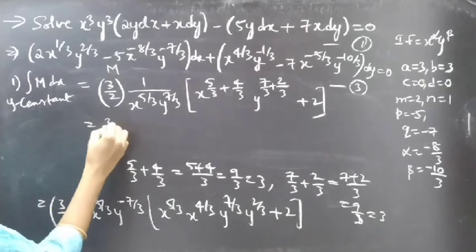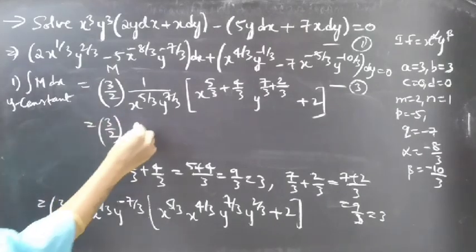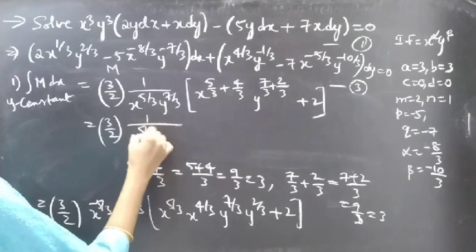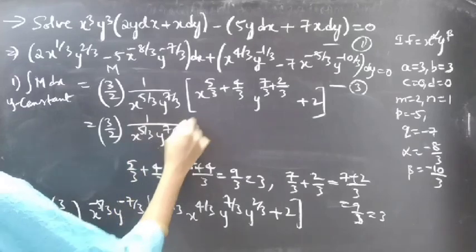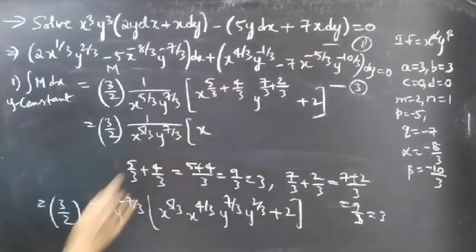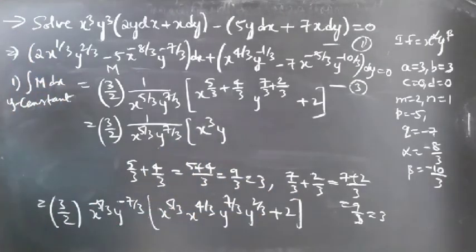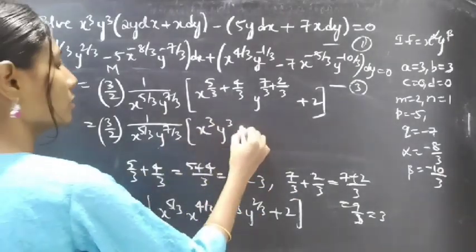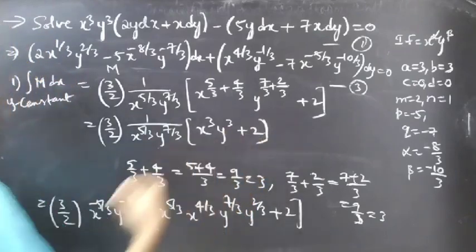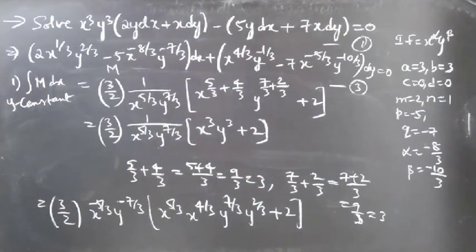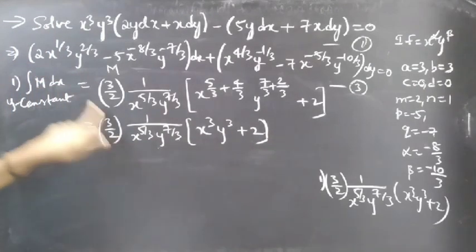Then this gives us 3 by 2 into 1 by x power 5 by 3 y power 7 by 3 into x power 5 by 3 plus 9 by 3 is 3, y power 7 by 3 plus 2 by 3 is 3 plus 2. So this is the result obtained from the first integral.